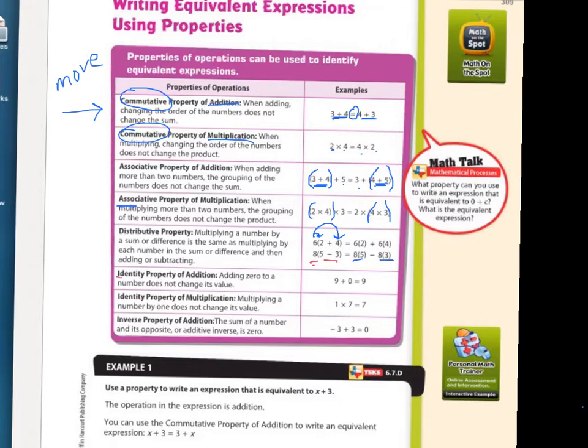The identity property of addition means that identity means that this is going to be the same. So what do you add to any number to keep it the same? Nothing. What about multiplication? What do you multiply to a number to keep it the same? 1. And then the inverse property of addition means that when you add a positive to its negative, you're going to equal 0. So like 11 plus negative 11 equals 0. That's the inverse property of addition.